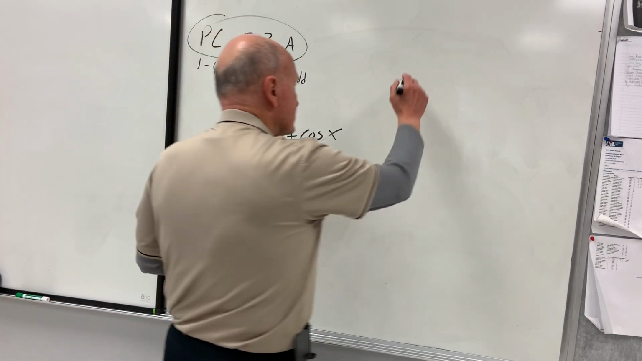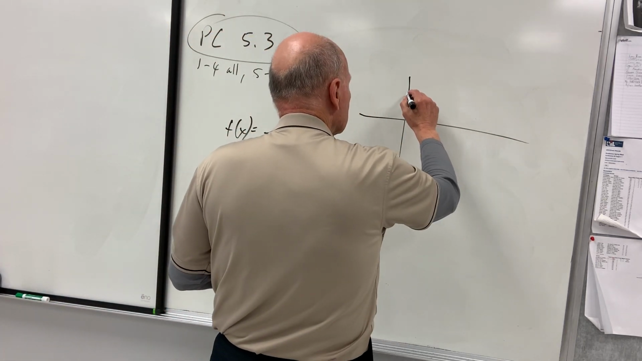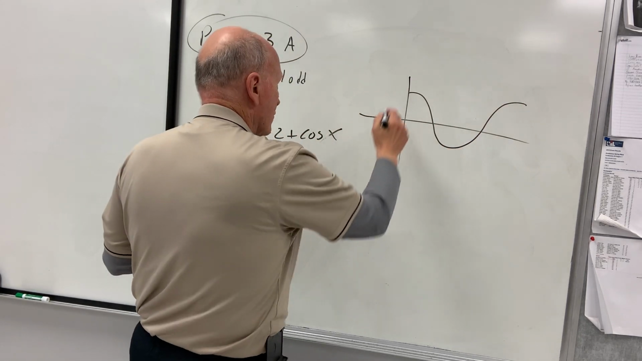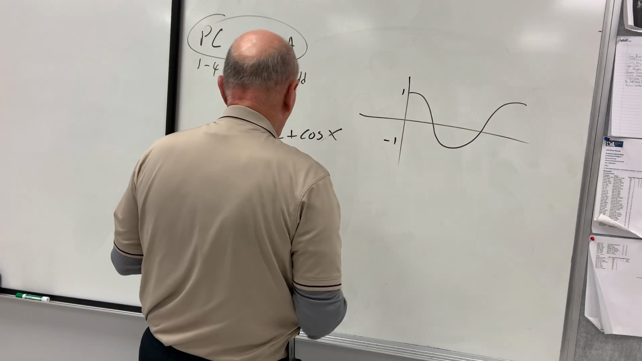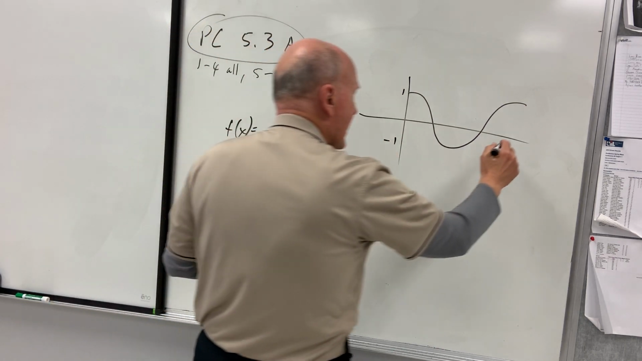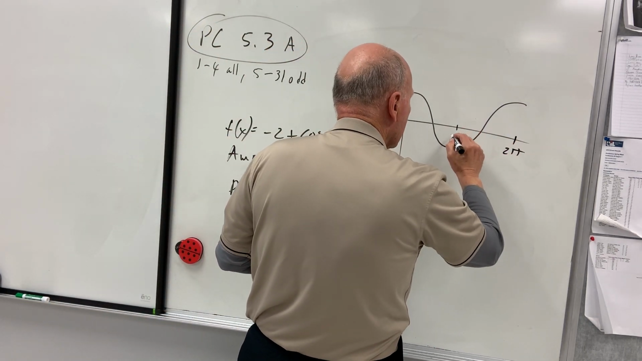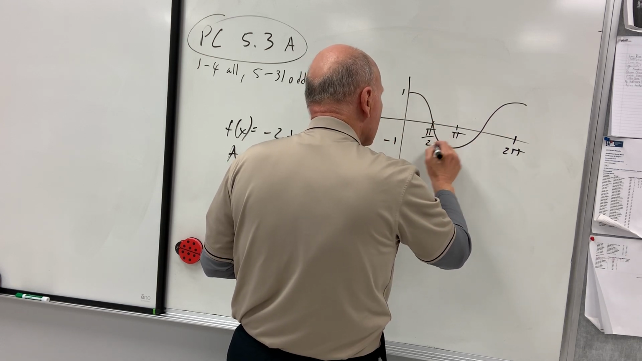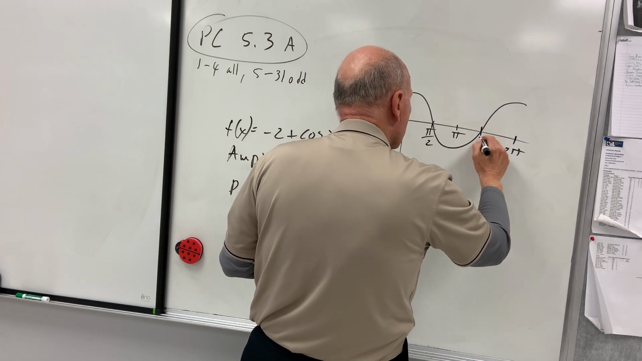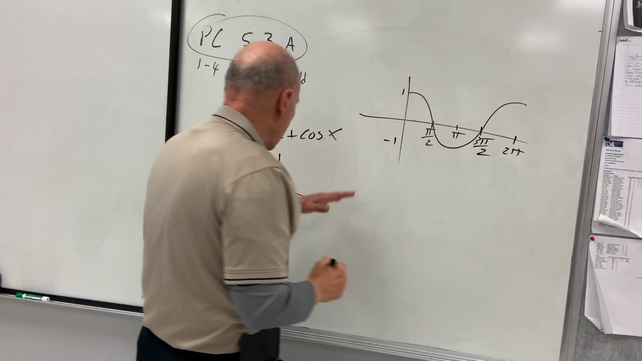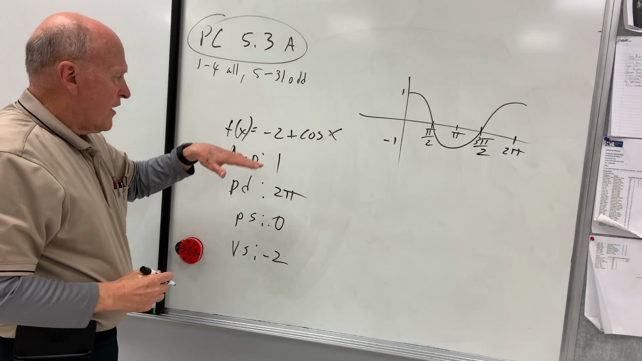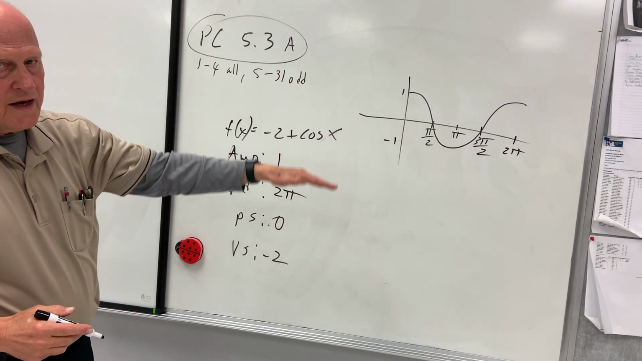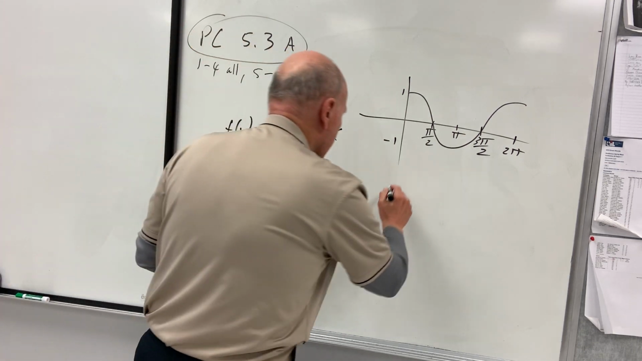So we're going to take our base cosine function, which you are going to memorize. We had an amplitude of 1, so this is 1, this is -1. We had a period of 2 pi, so this is 2 pi. This is 2 pi divided by 2, or pi. This is pi divided by 2, or pi halves. This is this plus this, which would be 3 pi halves. So there's my base cosine graph. The only thing that I have going on with this is a vertical shift of -2. So everything got moved down 2.